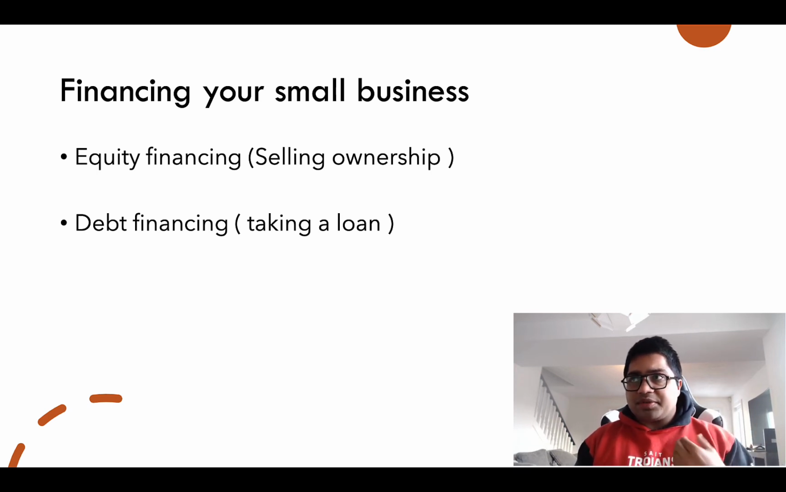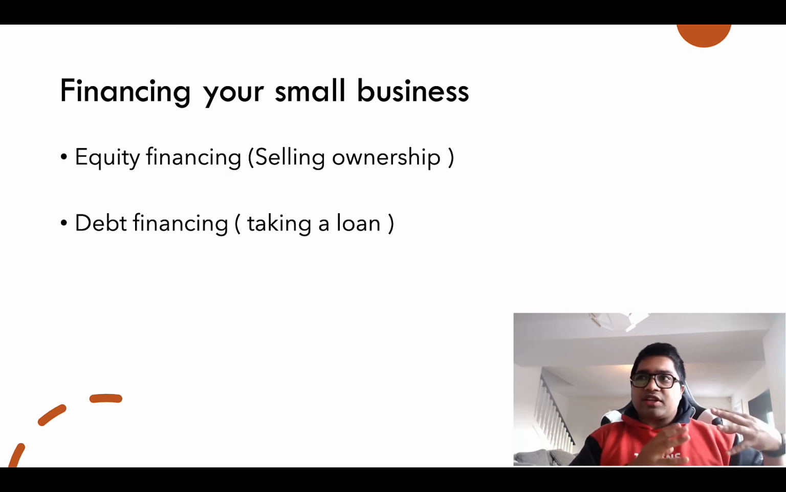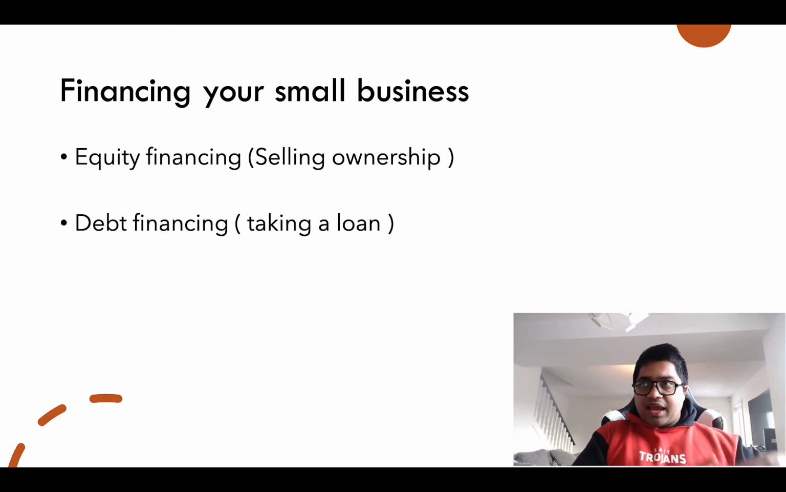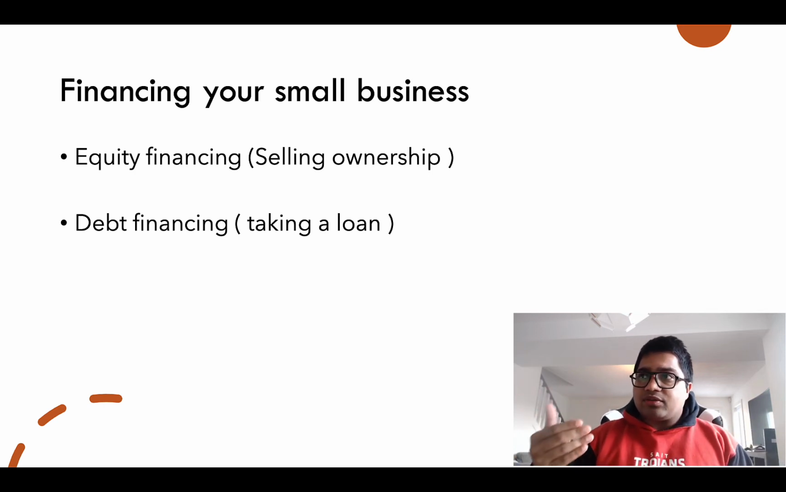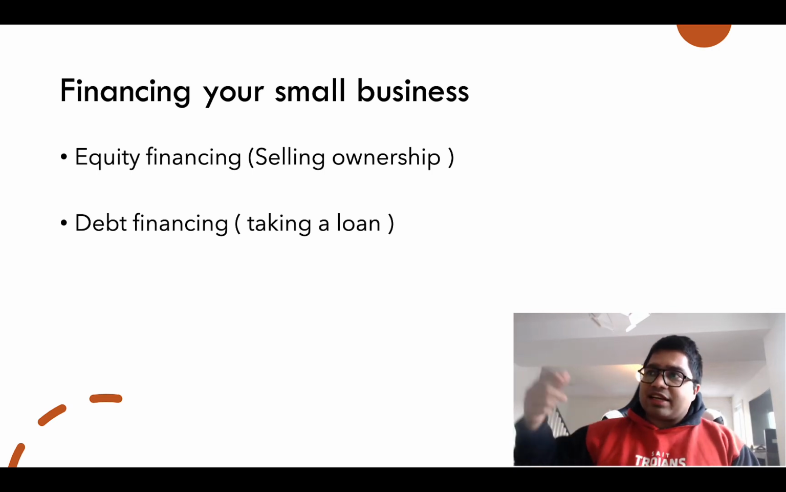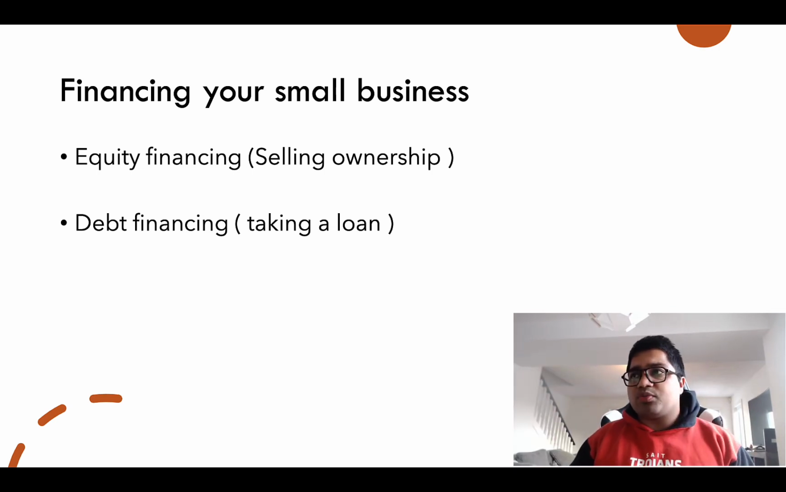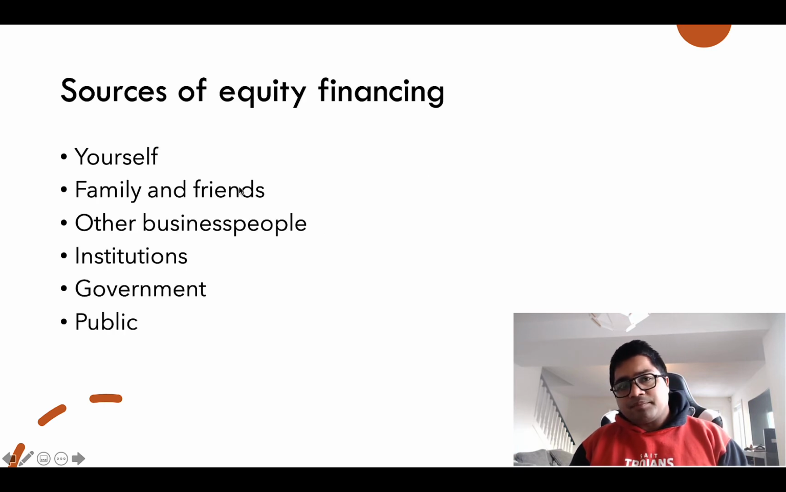That ownership includes dividends, that is share of profits. Share of profits are called dividends. So you may have to give certain dividends, and they get ownership, so they may be able to sell that ownership to someone else or to you back as a company.